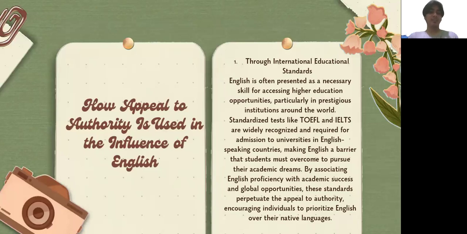So the next point is how appeal to authority is used in the influence of English. The first is through international educational standards. English is often presented as a necessary skill for accessing higher education opportunities, particularly in prestigious institutions around the world. Standardized tests like TOEFL and IELTS are widely recognized and required for admission to universities in English-speaking countries, making English a barrier that students must overcome to pursue their academic dreams. By associating English proficiency with academic success and global opportunities, these standards perpetuate the appeal to authority, encouraging individuals to prioritize English over their native language.